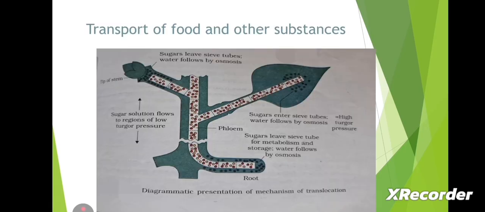Now, before starting this portion, I am just telling you, root provided everything, soil and minerals, to the leaf. And the leaf is the kitchen, the food factory. So now food is ready and it will be served to other parts of the plant. So, transport of food and other substances, this is the duty of phloem.